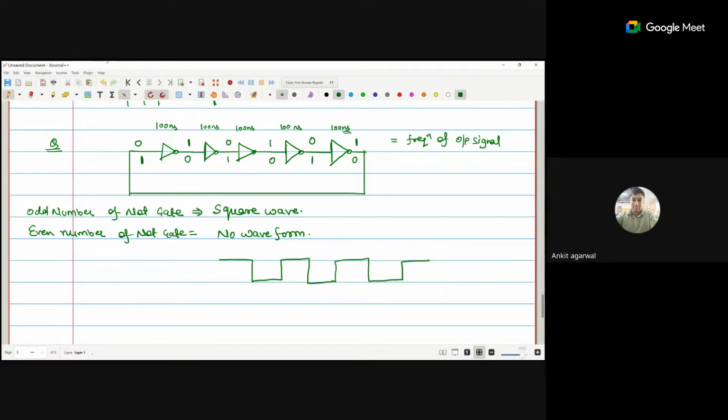So we are getting a square type waveform. Is it clear? So when an odd number of NOT gates is used, we always get a square waveform. Similarly, if we use an even number, I am removing this one. Now if we apply a 0, we are getting 0, 1 here, 0, 1, 0. Now this 0 goes to the feedback: 1, 0, 1, 0. So the output is always 0. Clear? So no waveform.